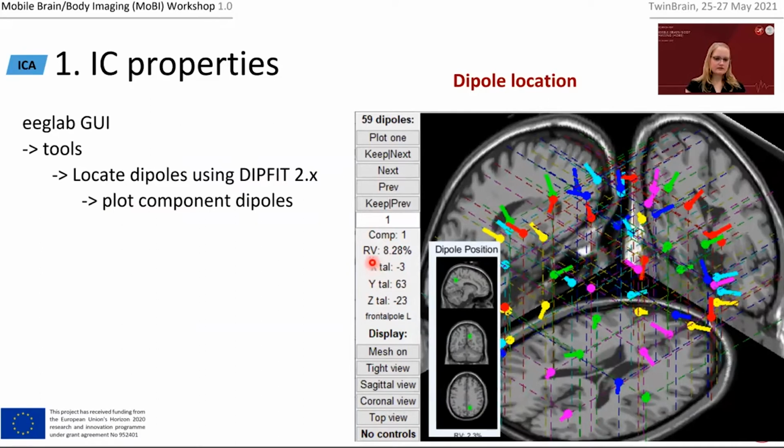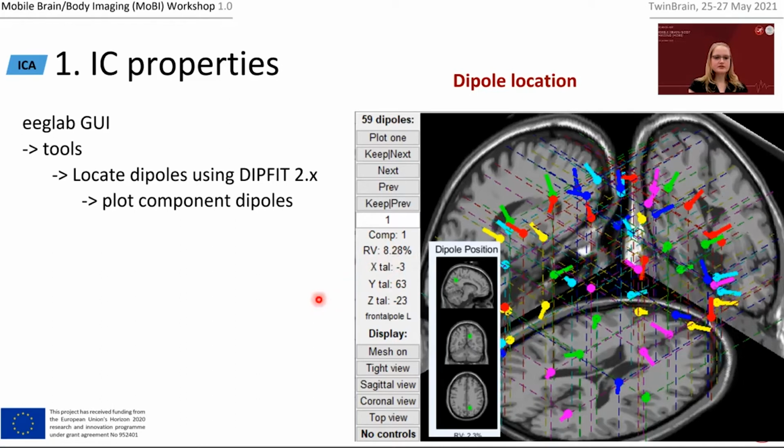This is the remaining variance that is not explained by the dipole. And so the lower this is, the more dipolar is the activity that the independent component analysis separated from the other activity in the EEG.